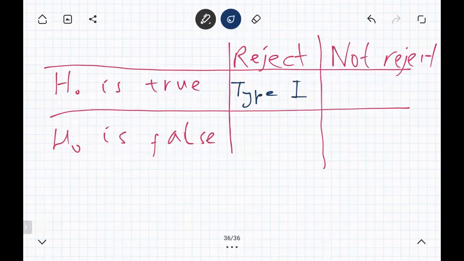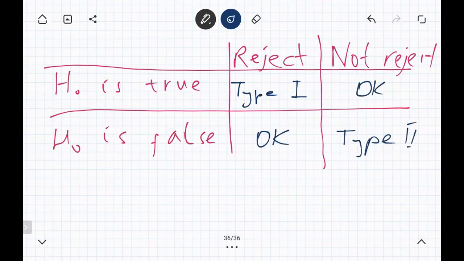If our null hypothesis is true and we did not reject it, then we did everything right. It's okay. There are no errors. If it's false and we rejected it, again, we did everything right. And if the null hypothesis is false, but we did not reject it, we made a type 2 error. So in some sense, type 1 error is when you do not believe someone who speaks truth. And type 2 is when you believe a liar.